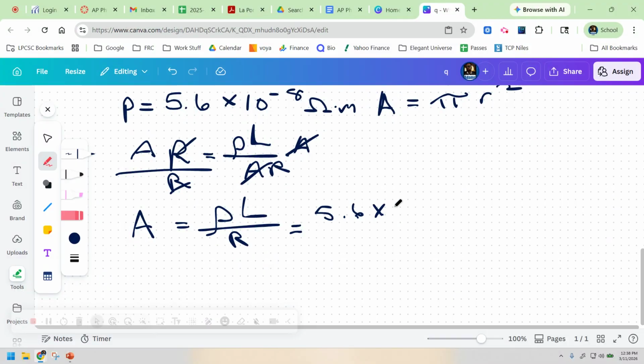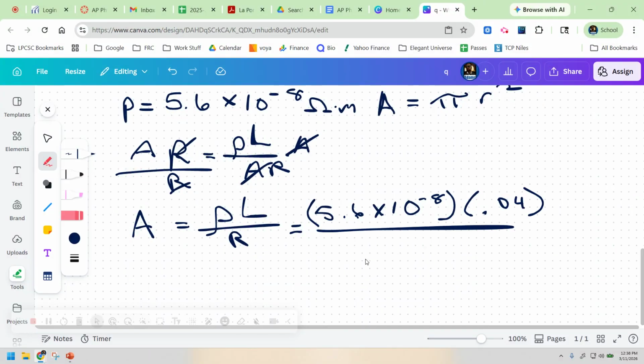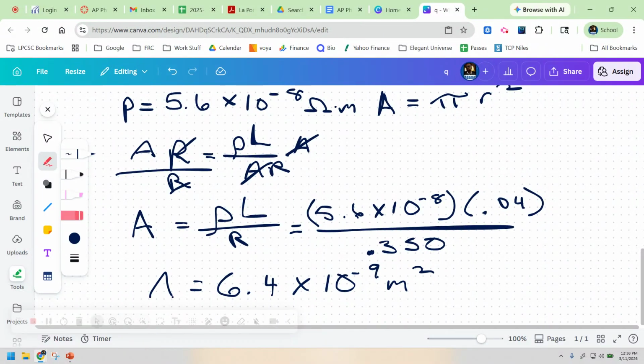5.6 times 10 to the negative 8 times the length, which is 0.04 meters, divided by the resistance, which is 0.350 ohms. Now if I plug that in the calculator, I should get 6.4 times 10 to the negative 9 meters squared. So that's my area.